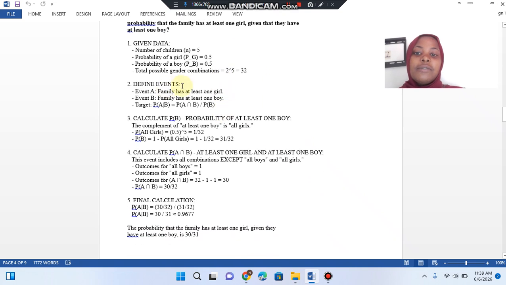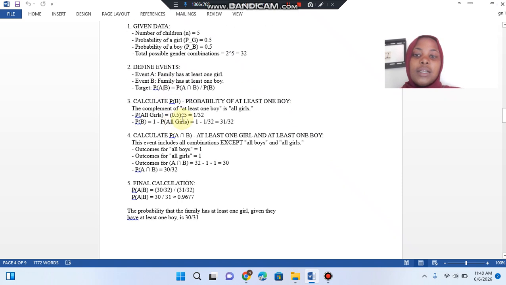Then we define the events. Event A: a family has at least one girl. Event B: a family has at least one boy. Our target in the question is this one. So we calculate the probability of at least one boy. We get it from all girls, which is 1 minus 1 out of 32, so we get 31 out of 32.